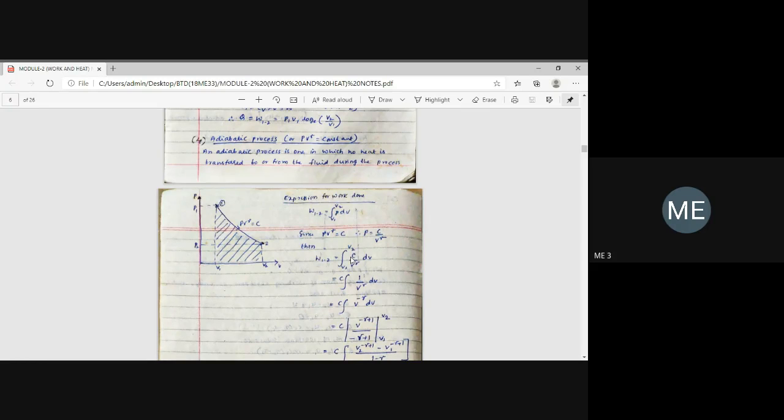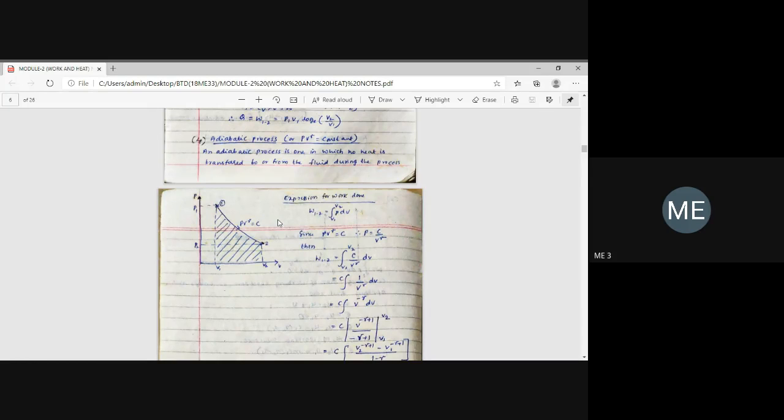You remember, the curves on the PV diagrams for isothermal, polytropic and adiabatic are the same, only the equation changes. Isothermal process follows the law PV equals to constant. Adiabatic process follows the law PV raised to gamma equals to constant. And polytropic process follows the law PV raised to n equals to constant. Nature of the curve is same, only you have to change the equation.